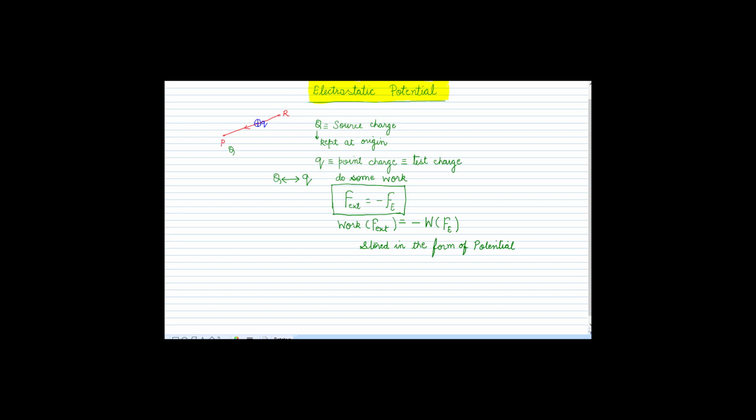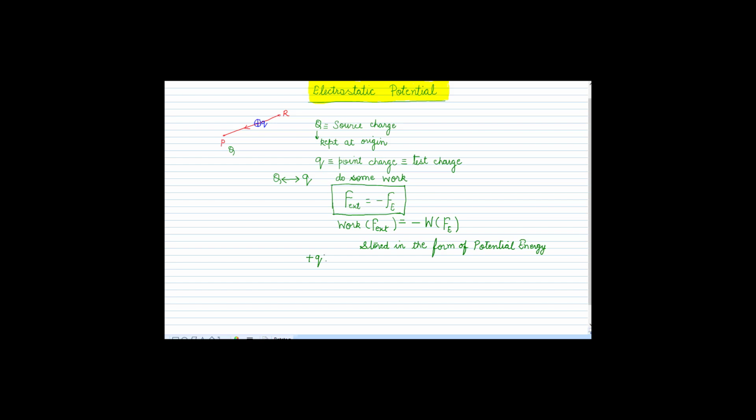And where does this potential energy go? Where is it stored? Let's find out. This potential energy is stored for the charge plus q, which was our test charge. Because we are doing the work on the test charge, the work done externally is stored in the form of potential energy of charge plus q. Hope it is clear till now.